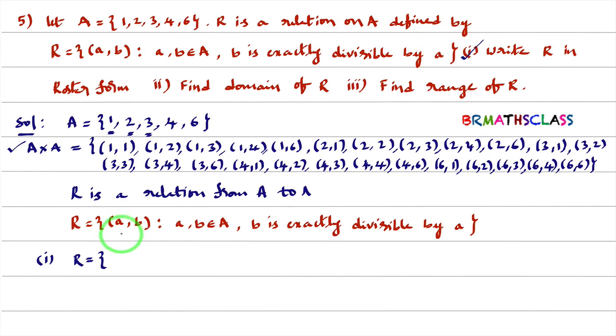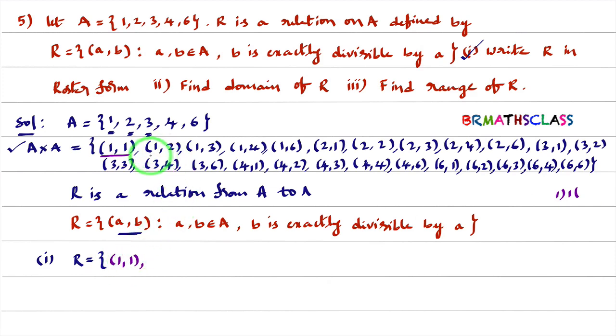Now you need to find an ordered pair A comma B such that B is exactly divisible by A. All these ordered pairs we will get from A cross A. You see this ordered pair 1, 1. This is like A comma B. You observe here, 1 is exactly divisible by 1. Yes, 100%. So that means the ordered pair 1, 1 belongs to this relation.